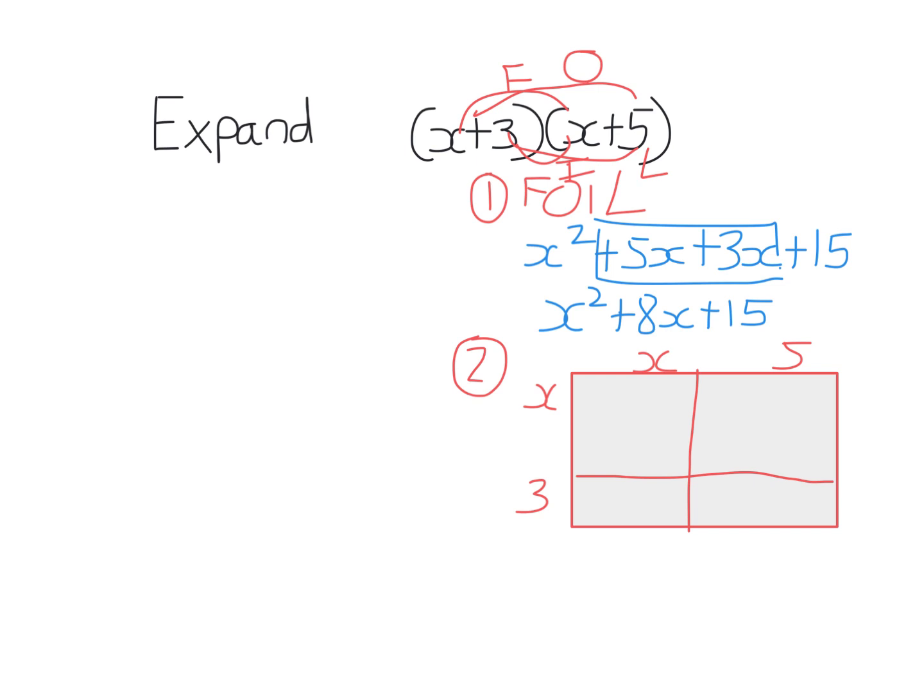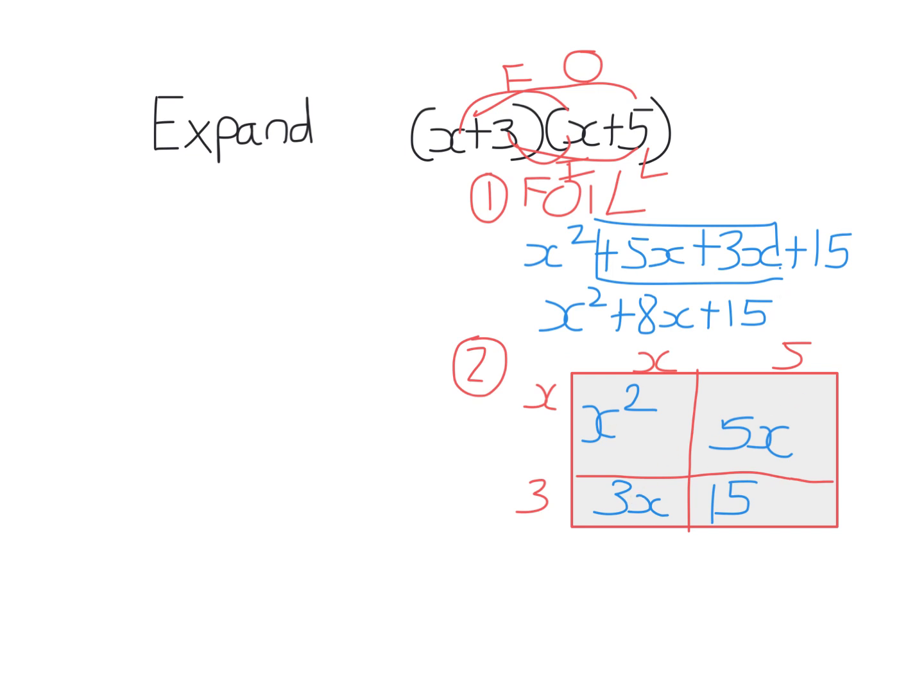So this first rectangle here, x times x is x squared, x times 5 is 5x, x times 3 is 3x, and then 3 times 5 is 15. So once again, our answer is x squared plus 5x plus 3x plus 15. These two are like terms, and so we end up with x squared plus 8x plus 15.